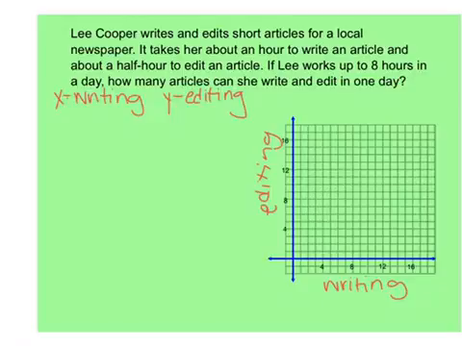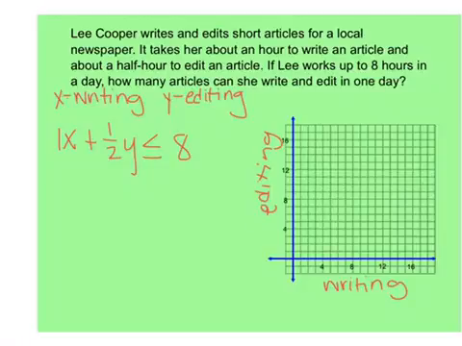It says it takes her about 1 hour to write an article. So I have 1 hour, and writing I said was X. And about a half an hour to edit an article. So plus 1/2 edit, I said was Y. And I only want to work 8 hours in a day. So I need that to be less than or equal to 8 hours.